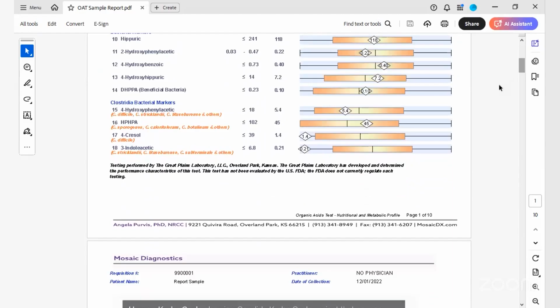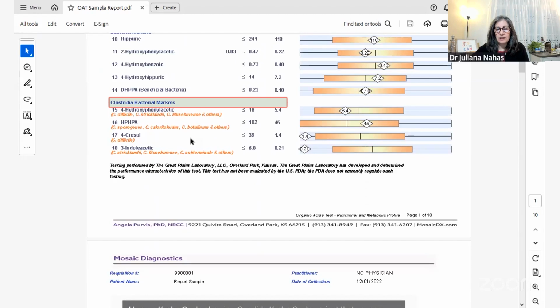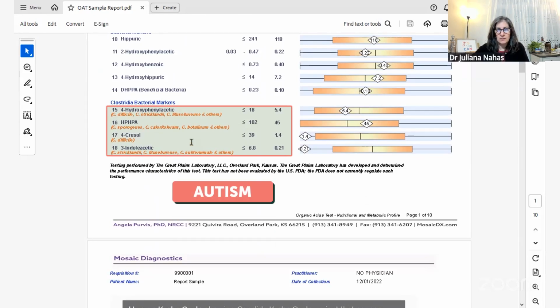Yes. Great. So let's look at the next, the Clostridial markers here. Clostridia is one family of bacteria that we see in the gut. And oftentimes, if any of those 4 toxic markers are elevated, it could definitely trigger symptoms of autism and ADHD.